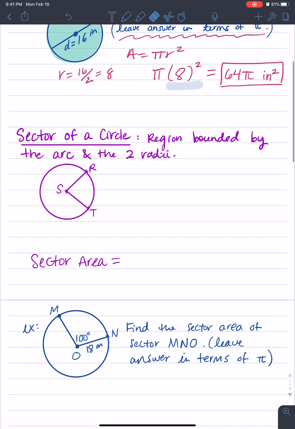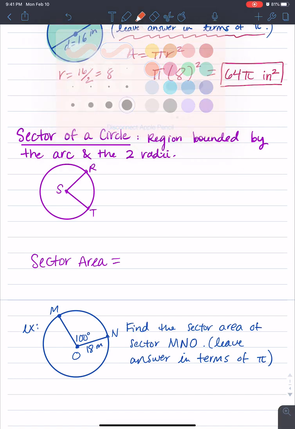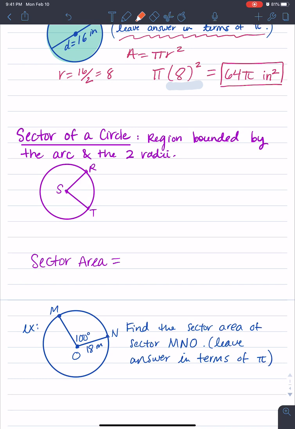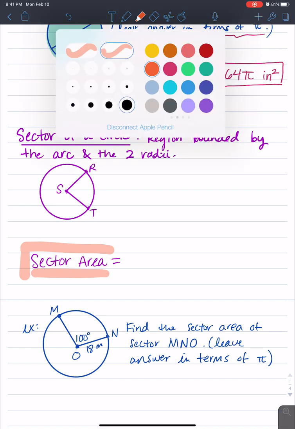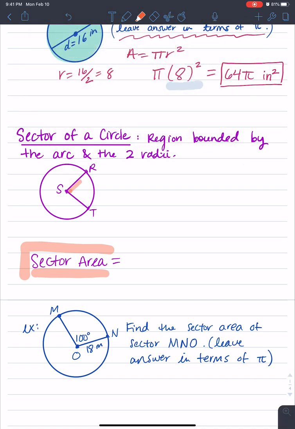So that slice of pizza, guys, is called the sector of a circle, also known as sector area. Okay, so let me show you what that would be in my example here. The sector area here is just this part. It is the region bounded by the arc. So the arc here is RT, and then the two radii, SR and ST. Okay, so that's my sector of a circle, like a little piece of pizza or a piece of pie.